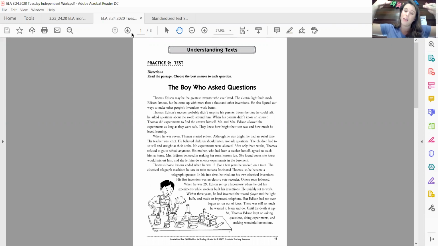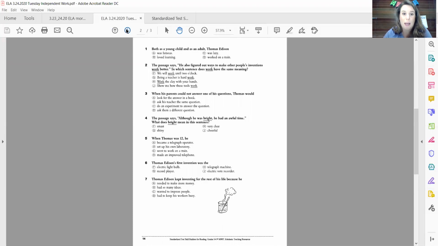So before you read it, you're going to take a guess what you think it's going to be about, looking at those text features. So the boy who asks questions, it's probably going to be about a boy who asks a lot of questions. And it looks like maybe he does some science experiments from the picture down here. That's our text features. So let's go ahead and start answering it.